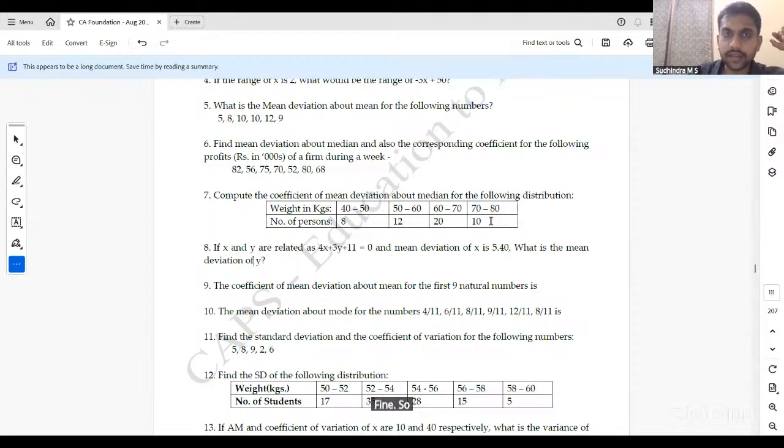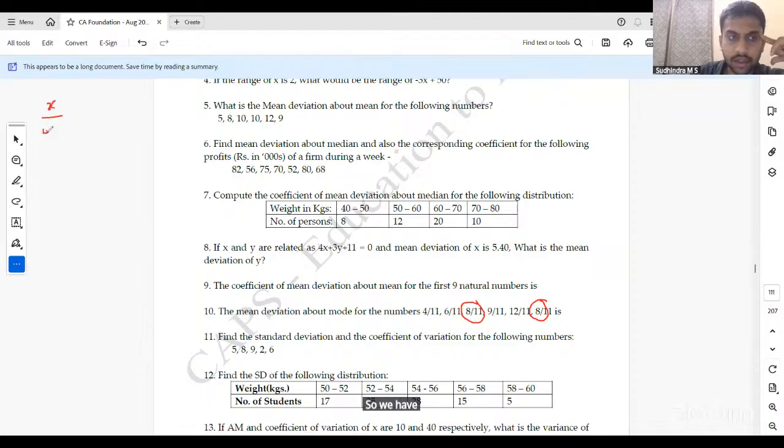So, first job. They're asking us mean deviation about mode. The job is to find out the mode. What is the mode here? 8 by 11. Very good, because that is repeated the most, twice. None of them are repeated otherwise. Correct. So 8 by 11 is the mode.